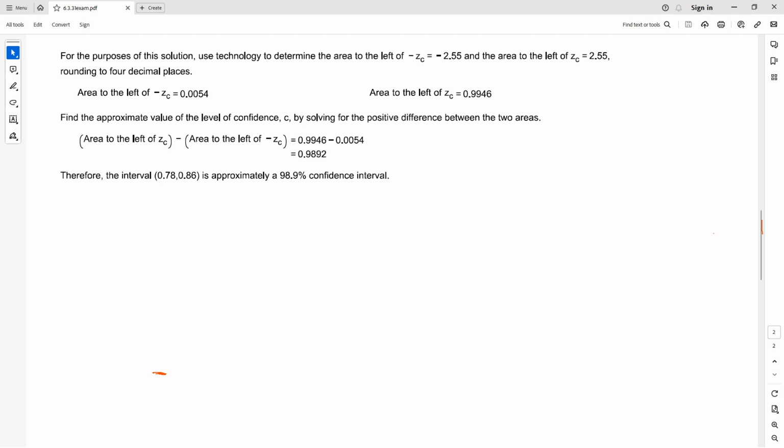So you can see here, in their answer they have 0.9892, and I have here 0.989822. So there's your answer for that problem. This is chapter 6, section 3, problem 31.